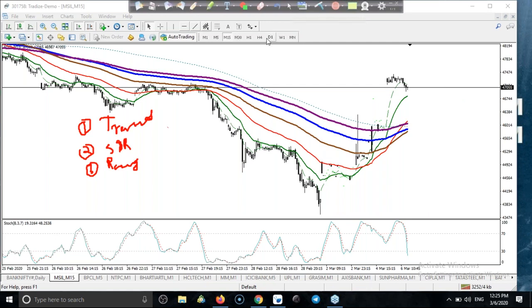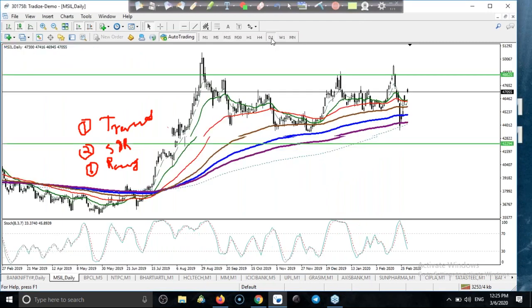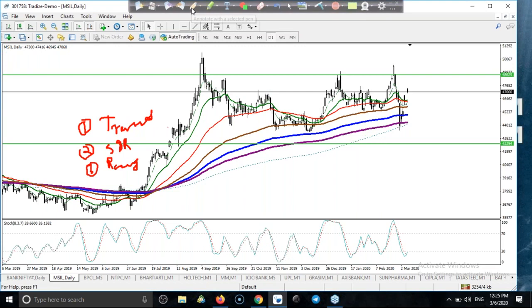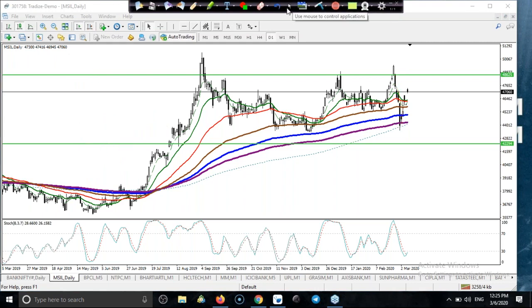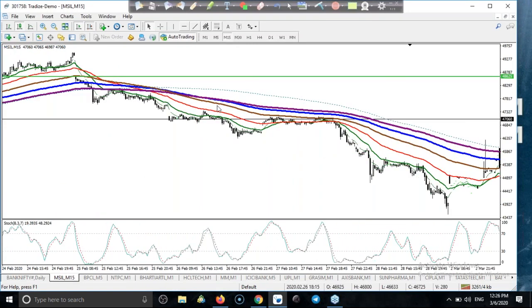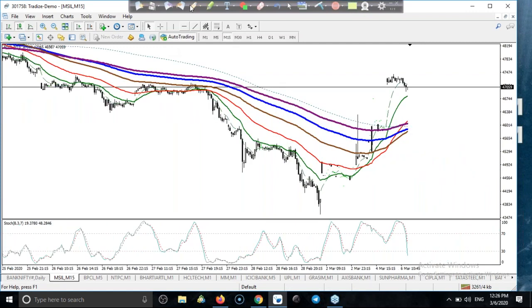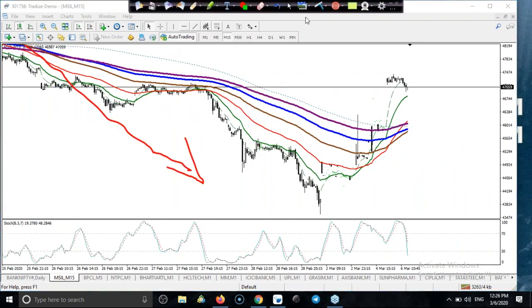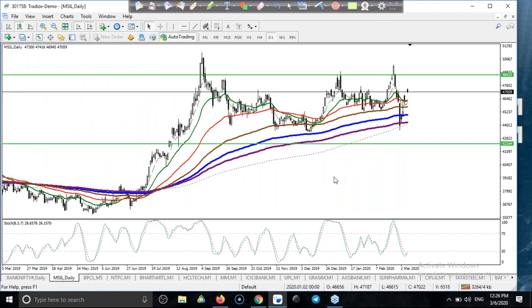So first, let me show you daily. Daily, price was running in an uptrend. All right, daily price is running in an uptrend, remember. So if price is running in an uptrend in the daily, then in the 15 minute, what is that? That long rally. Most of the people are thinking, hey, price is running in a downtrend, their downtrend has started, right? Not exactly. If you look at the daily time frame, this is called retracement, remember.